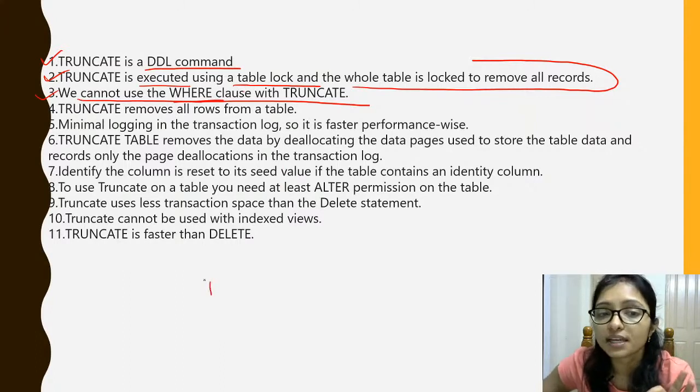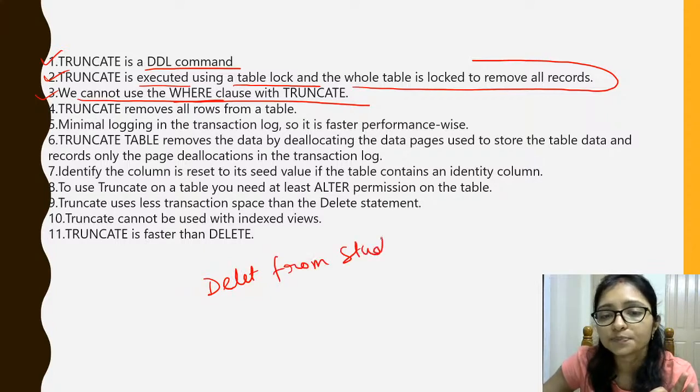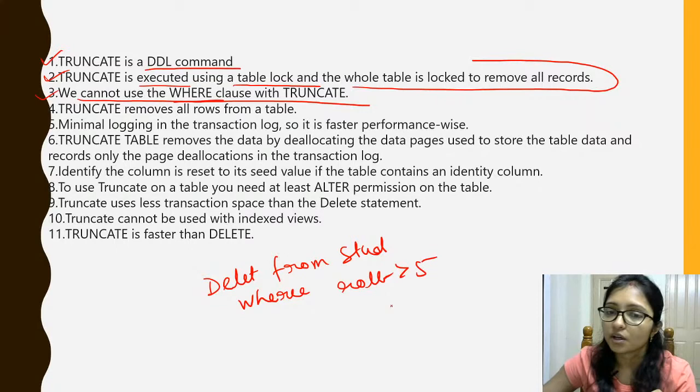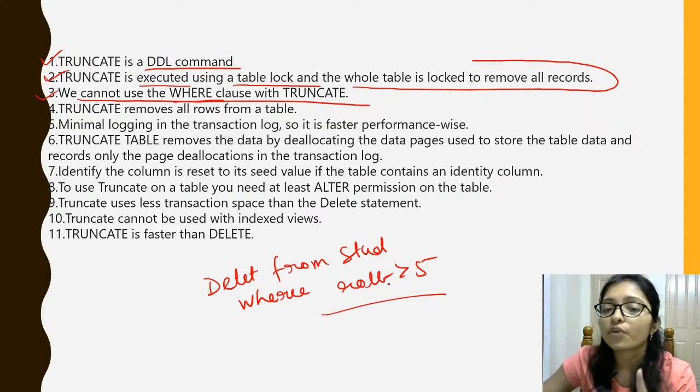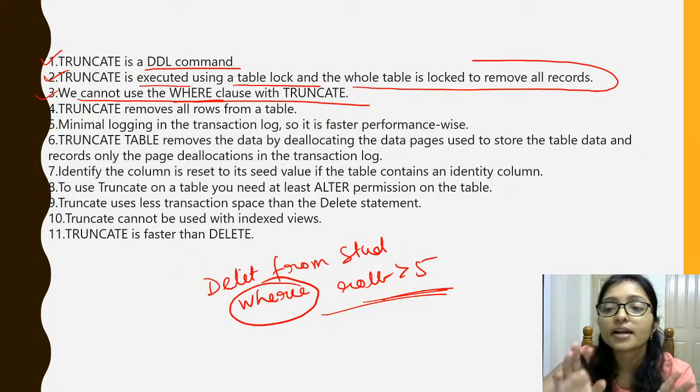When you are using the delete, we can write like that: delete from student where roll number greater than 5. Okay, in that way you can write, because it will delete only the data where the roll number is greater than 5. But for the truncate you cannot write the where condition. Where condition is not allowed for the truncate.